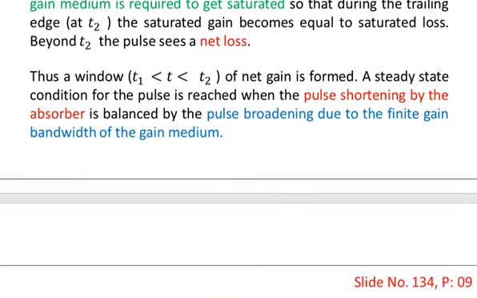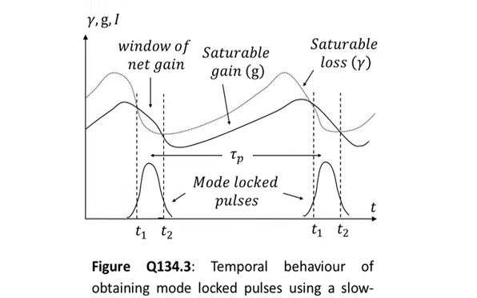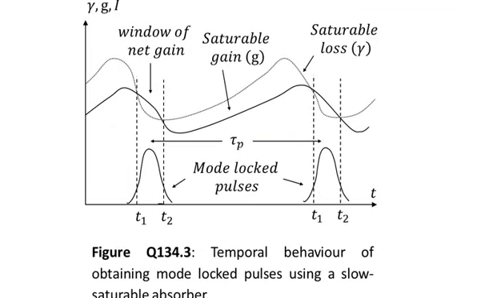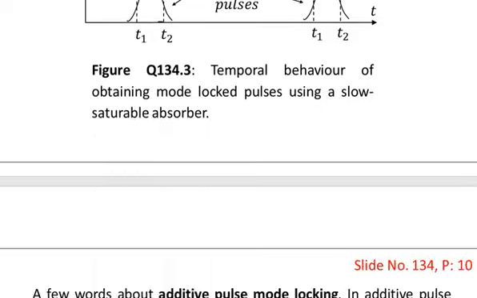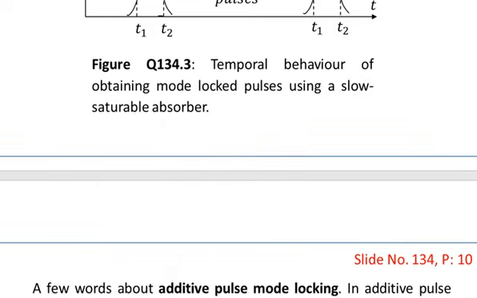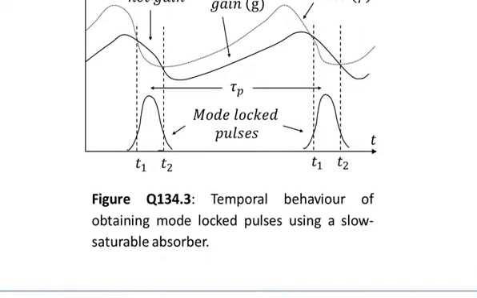So let me explain this figure first, because everything is based on this figure. Once this figure has been explained, the paragraphs that I shall go through will be easier for you to understand. The caption of the figure is: temporal behavior of obtaining mode locked pulses using a slow saturable absorber.